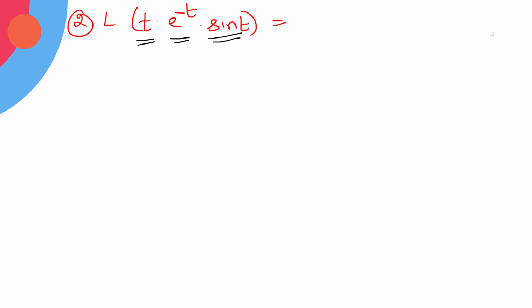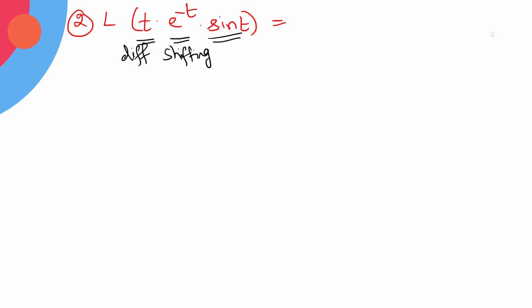Now let us go for the next problem, to find the Laplace transform of t into e power minus t into sin t. So here the function sin t is multiplied with two things, that is t and e power minus t. For e to the power of minus t, we have to use the shifting property. And for multiplication by t, we have to do a differentiation.